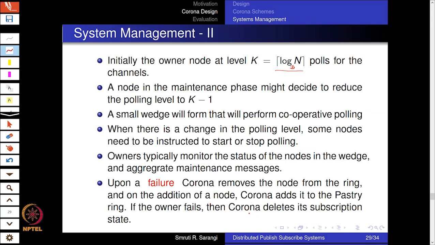And of course, if the owner dies, a new owner comes up, it will take control of the DAG and maybe delete the subscription state of the old owner and request new subscribers. So a lot of things are possible over here.